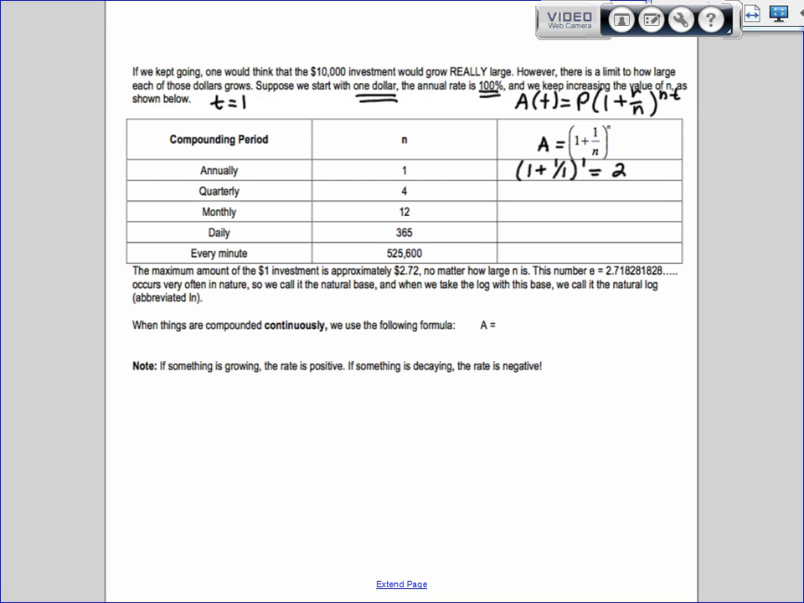100% is my rate. So after 1 full year, I have 100% added to what I had before. So instead of having $1, I've now doubled it. I have $2.